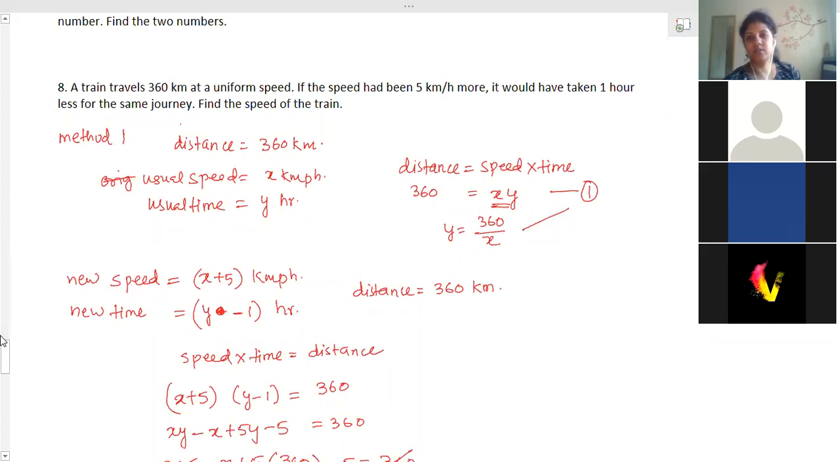Excuse me, ma'am. Ma'am, I did it in a different manner. I did it like the train travels 360 kilometers at uniform speed, so let the uniform speed be equal to x. That is case one. So time is equal to distance by speed, so it would be 360 by x.